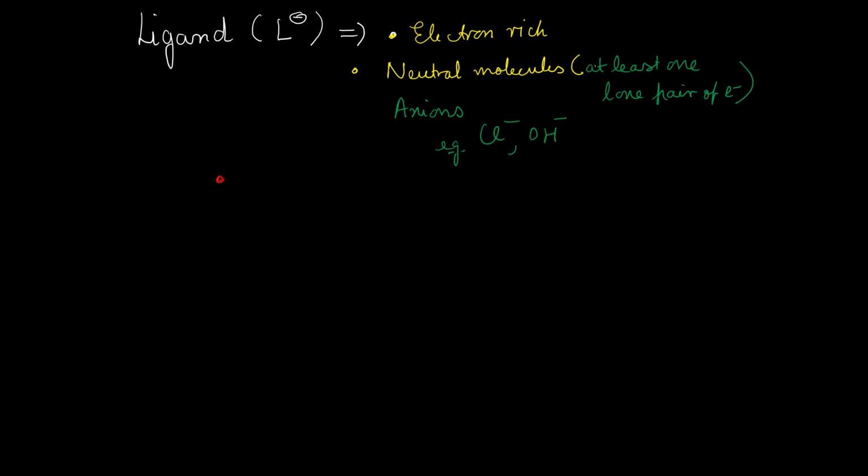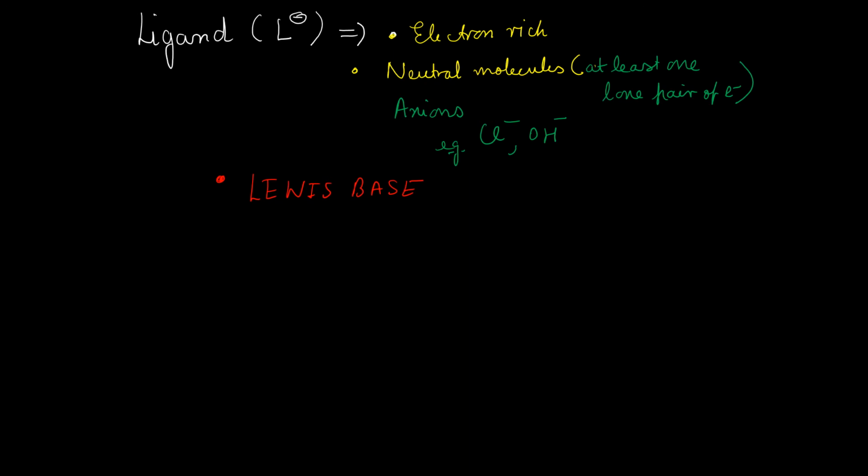So the third point is that the ligand, in most of the cases, behaves as a Lewis base. Very rarely, positive ligands can also be there, but they are very rare. So in most of the cases, it is considered that the ligand either should be electron rich or a neutral molecule with at least one lone pair of electrons with them.